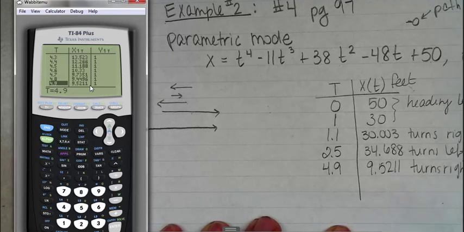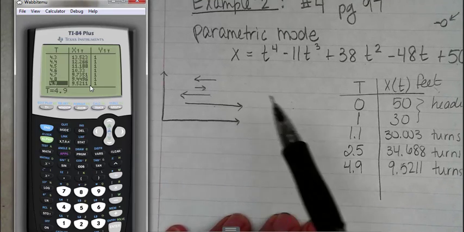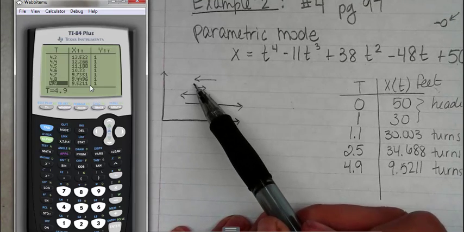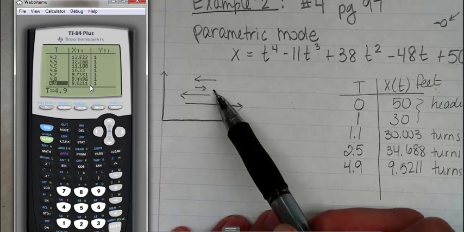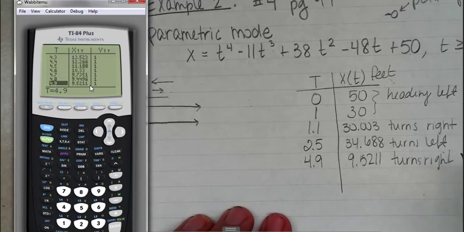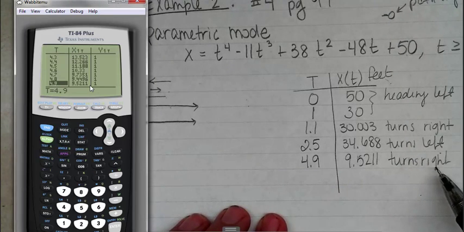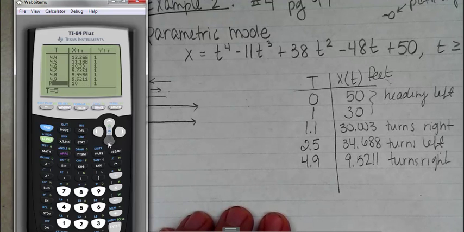And I believe it turns right for the last time, right? So I should see one turn, two turns, three turns. And that's basically what I have. Okay, it was heading left, then it turned right, then it turned left, then it turned right, and it went on forever in the right direction. And you can see that this is just going to keep getting bigger and bigger and bigger. Okay, so you would need to explain that in some way.